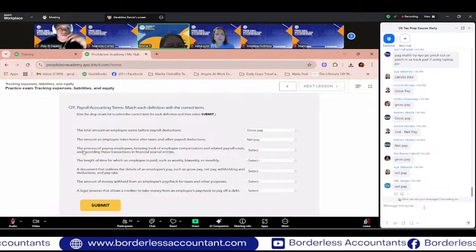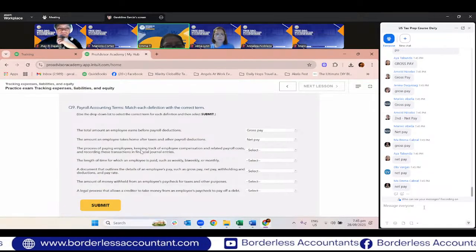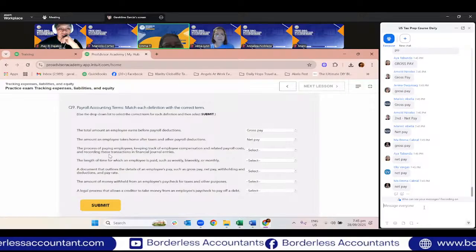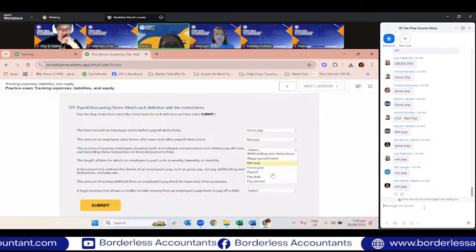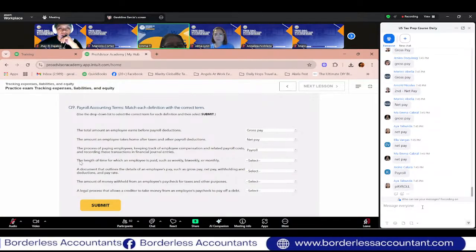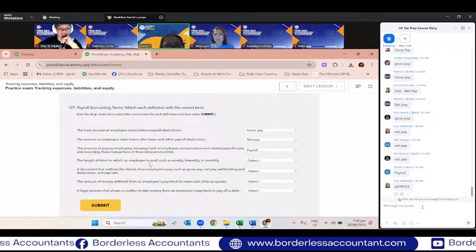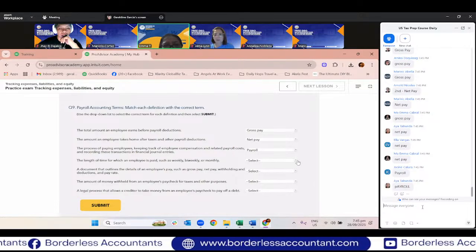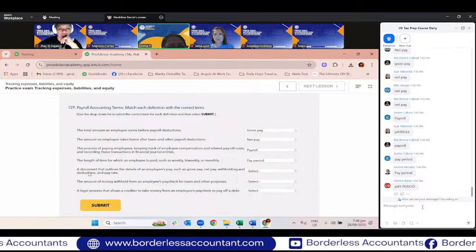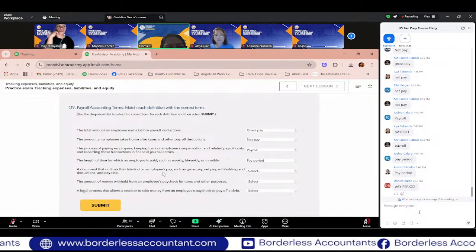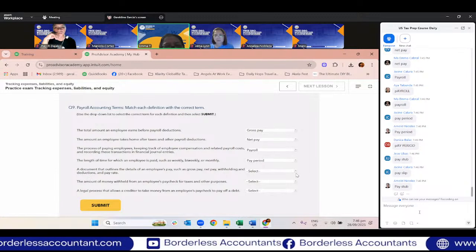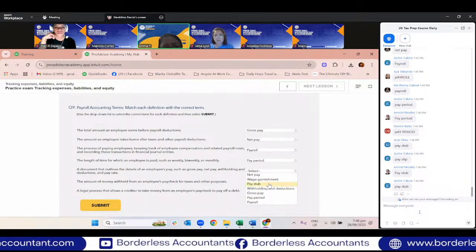The process of paying employees, keeping track of employee compensation and related payroll costs and recording these transactions in financial journal entries. So that's payroll. The length of time for which an employee is paid, such as weekly, bi-weekly, or monthly. So that's the pay period. A document that outlines the details of employees' pay, such as gross pay, net pay, withholding and deductions, and pay rate. A statement. So pay stub.